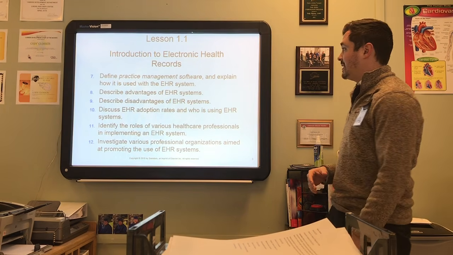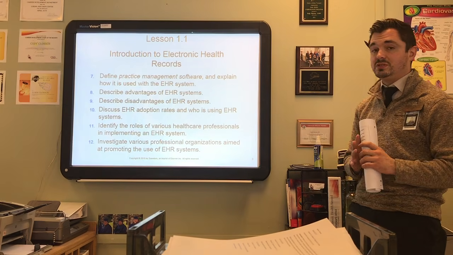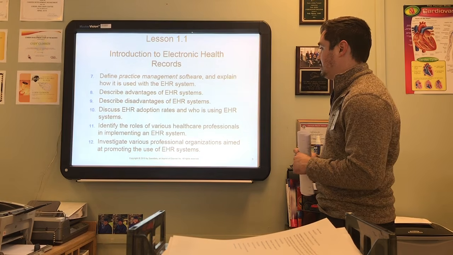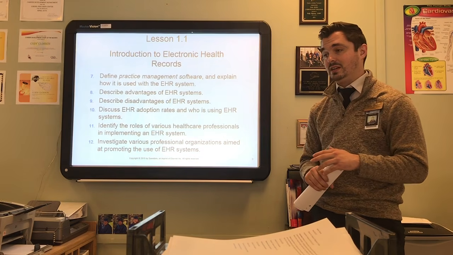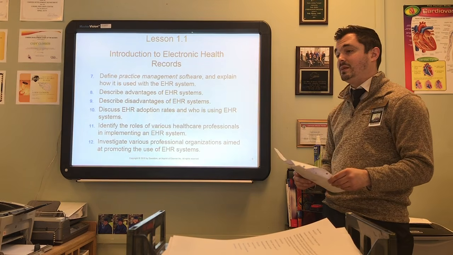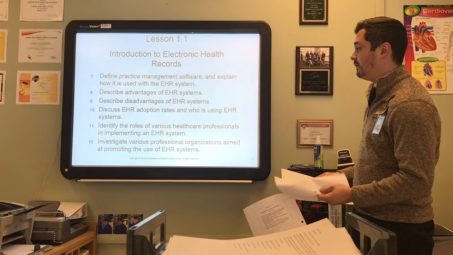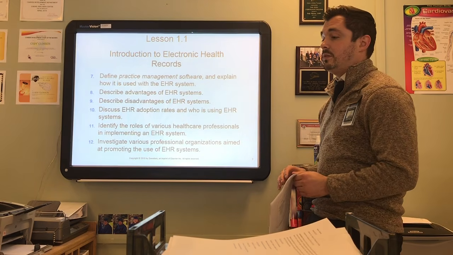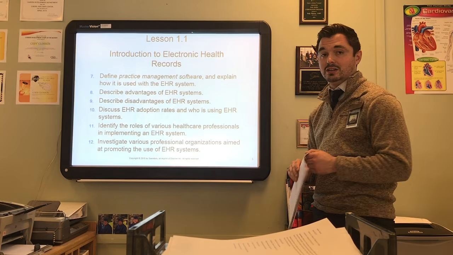We'll define practice management software and explain how it is used with an EHR system. We'll discuss and describe advantages and disadvantages of an EHR system. We'll discuss EHR adoption rates and who is using an EHR system. We'll identify the roles of various healthcare professionals in the implementation of an EHR system, and we'll investigate various professional organizations promoting the use of EHR systems.